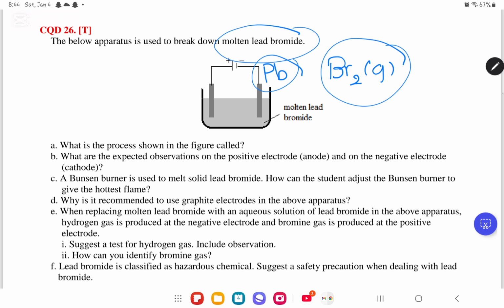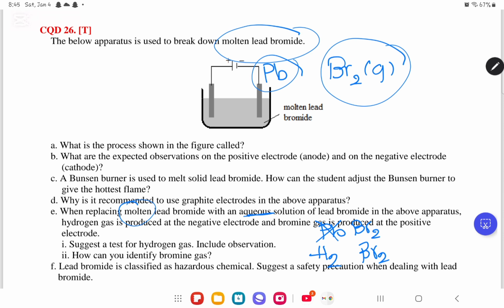Part D, why is it recommended to use graphite electrodes? Because they are inert and they allow electricity to pass through, so they are electric conductors. When replacing molten lead bromide with an aqueous solution of lead bromide, what's going to happen is that Pb is weak, so it's not going to form Pb. Instead, hydrogen is going to form, and Br2 is also going to form.